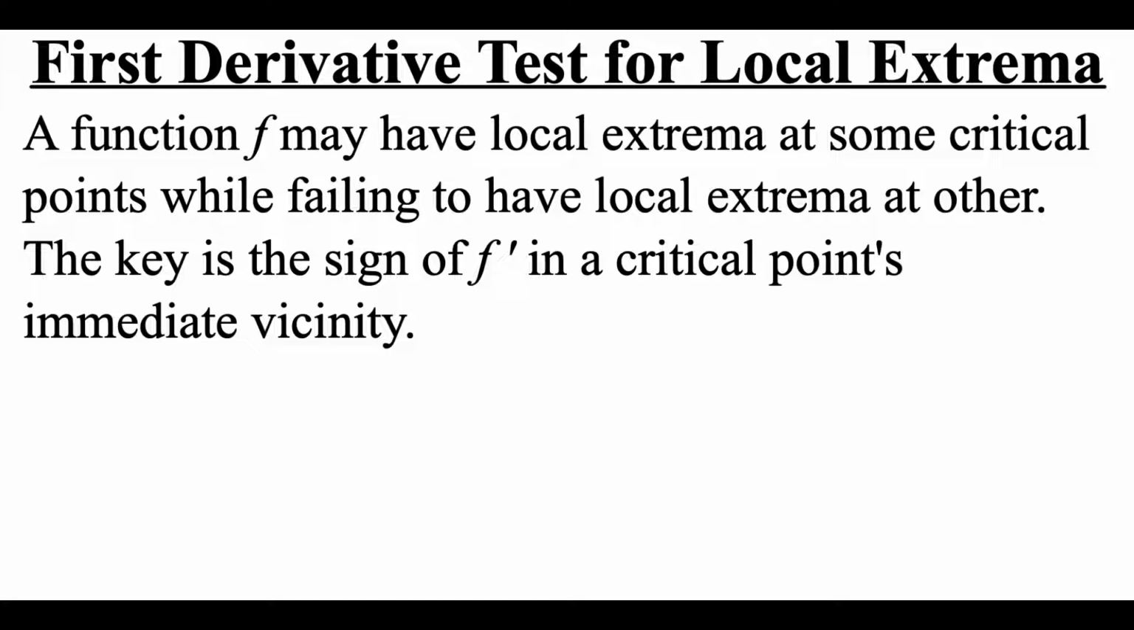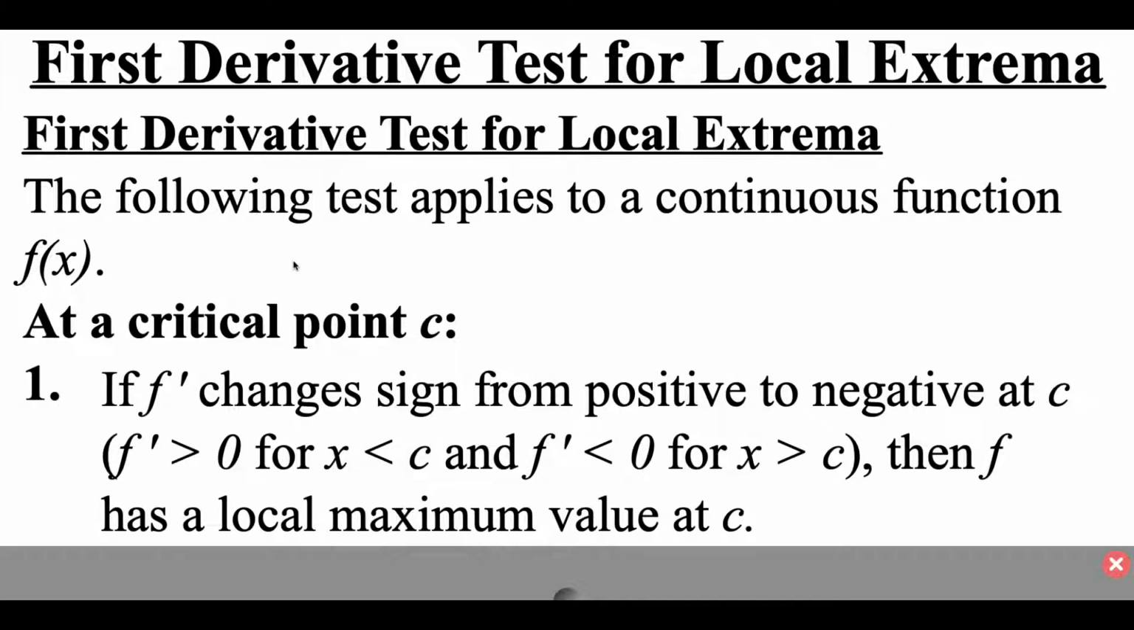So there's a test that we can run to help us determine local extrema, and it's called the first derivative test. This test applies to a continuous function and only a continuous function. So at some critical point C, if your derivative changes sign from positive to negative at that C value, then f has a local maximum at that C value.